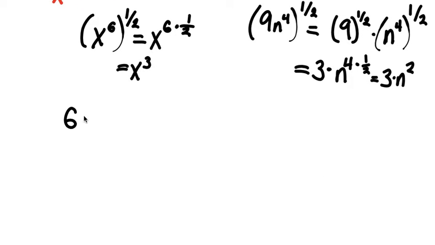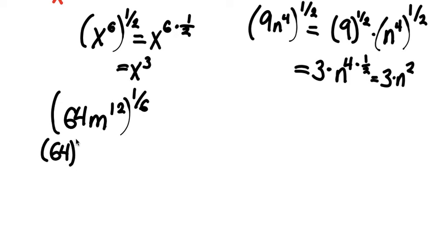Next we have 64m to the power of 12 raised to the power of 1 over 6. The 1 over 6 applies to the number and m to the power of 12. We can say 64 to the power of 1 over 6 and m to the power of 12 raised to the power of 1 over 6.